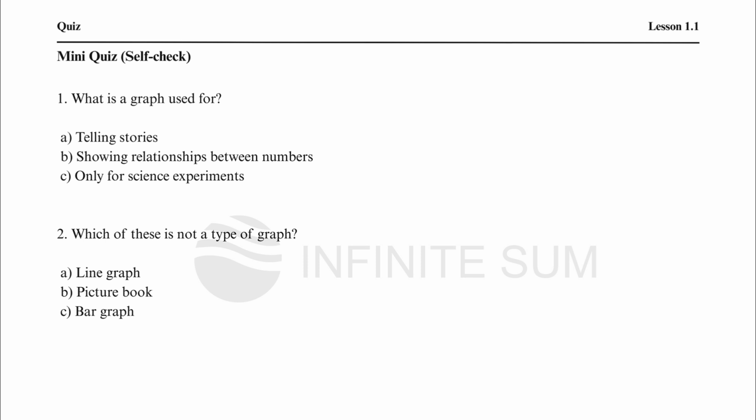Number 2. Which of these is not a type of graph? So the underlined keyword is not. We have A. Line graph, B. Picture book, and C. Bar graph. If you chose B, you're right, because graphs are not picture books.